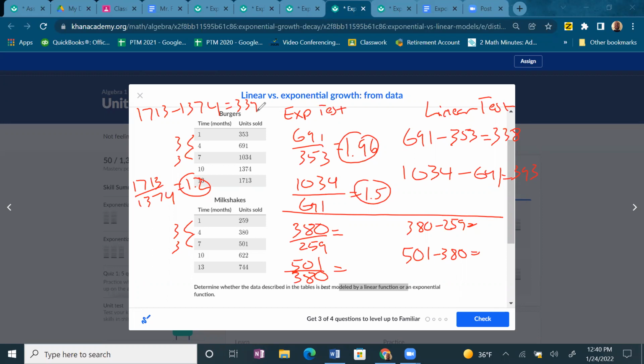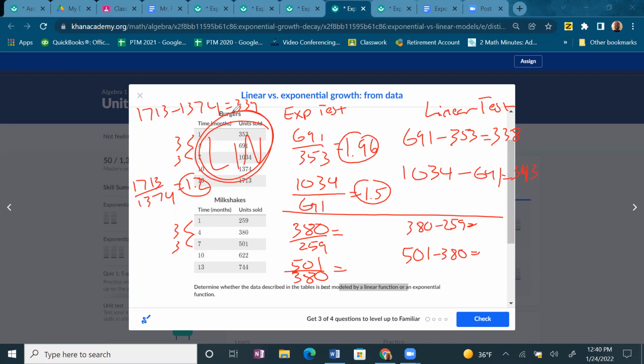Did I do the math for that other one? Minus 6. Oh, 91, 343. Okay, yeah, so definitely linear. Okay, that exponential growth factor is decreasing with each time, 1.9, 1.5, 1.2, it is not remaining constant.